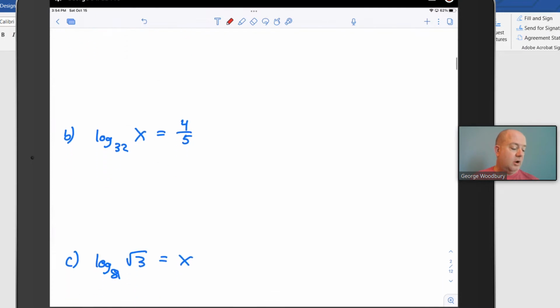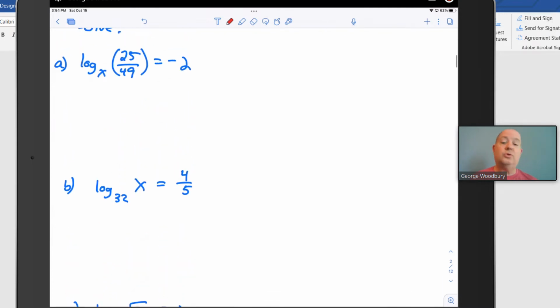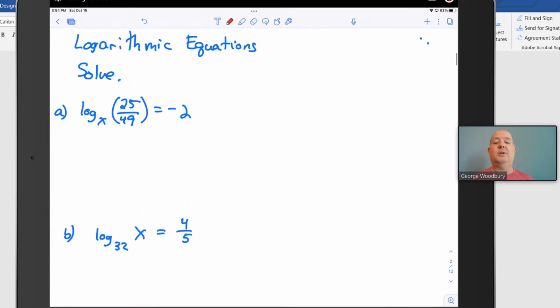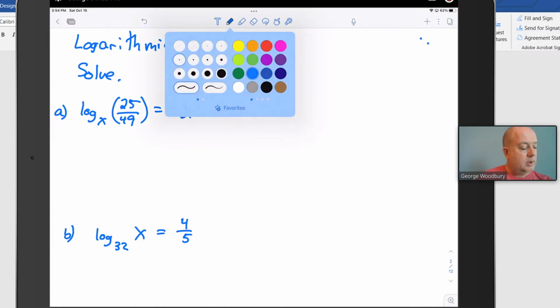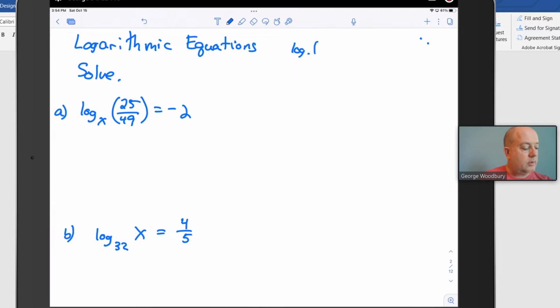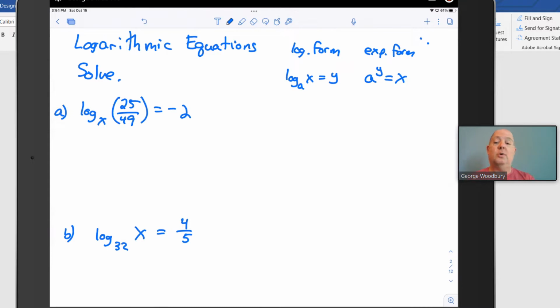In each case we have a logarithm on one side equal to a number or an expression on the other, and the way that we're going to solve them is by converting them to exponential form. So a quick reminder, if logarithmic form looks like this, log base a of x equals y, its exponential form is a to the y power equals x. And so we're going to make that change first, and then we're going to try to solve the equation that we have using the tools that we already know about.